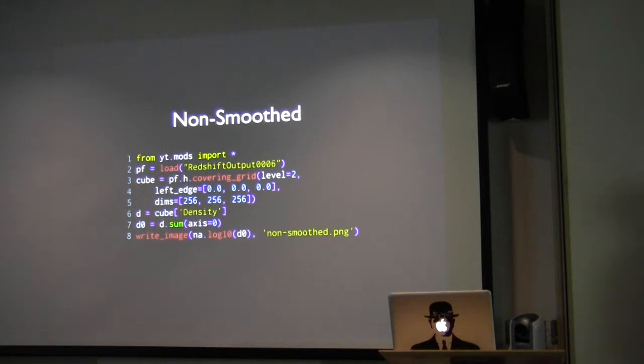And then what I've done in lines 7 and 8 is I've actually flattened this cube into 2 dimensions. It comes out 3 dimensions at line 6. At line 7, I'm flattening it down to 2 dimensions. And then line 8, I'm actually saving this flattened cube to an image.